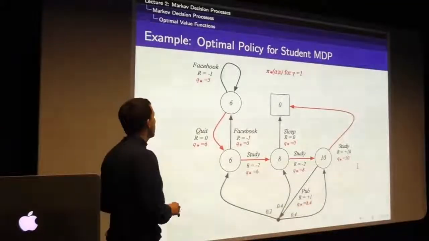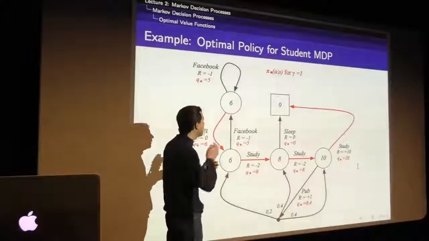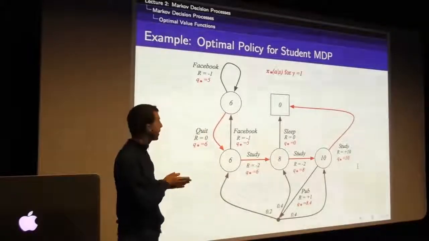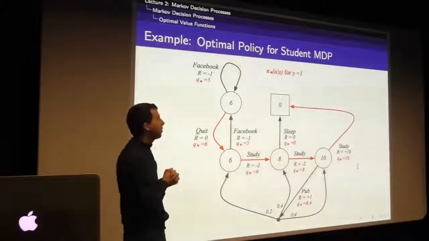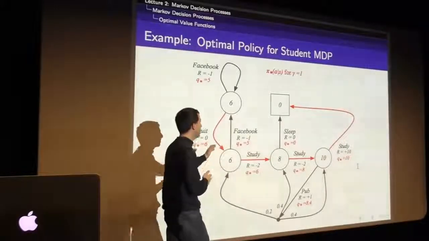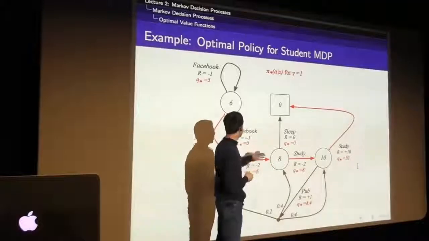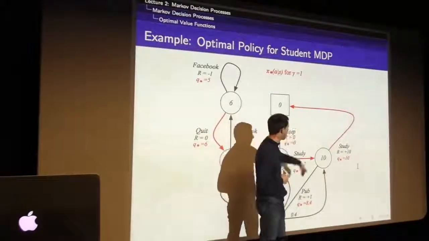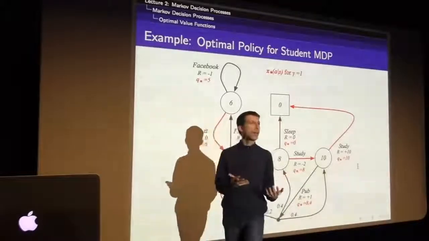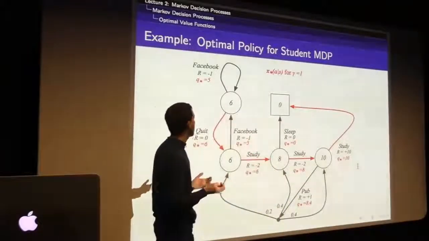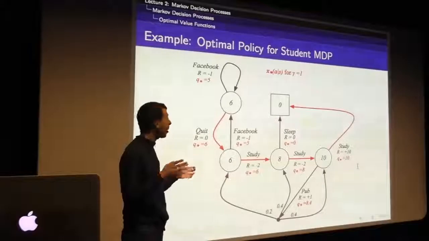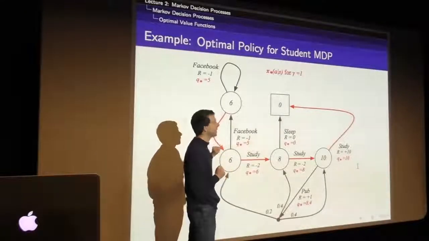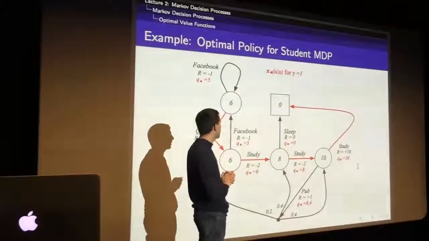So let's do this one last time back at our student MDP. Now what we're going to look at is the optimal policy. These arcs, remember, represent the actions that we can take. Like we can study, or we can go into Facebook, we can study, or we can go to the pub. And these red arcs now are highlighting the optimal action value. The optimal policy, pi star, is highlighted in red here. This is the undiscounted case again.